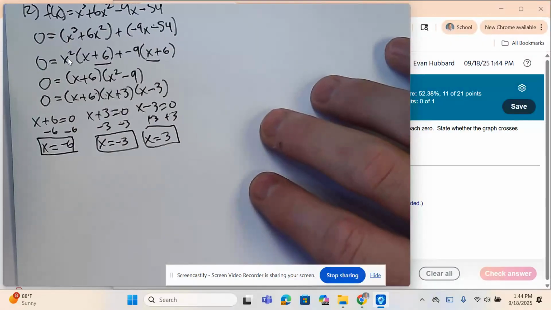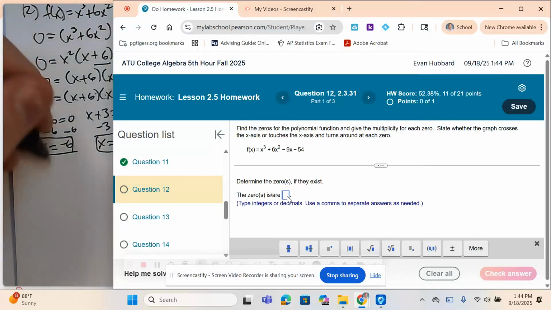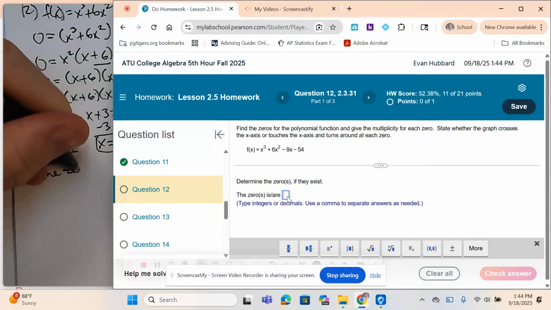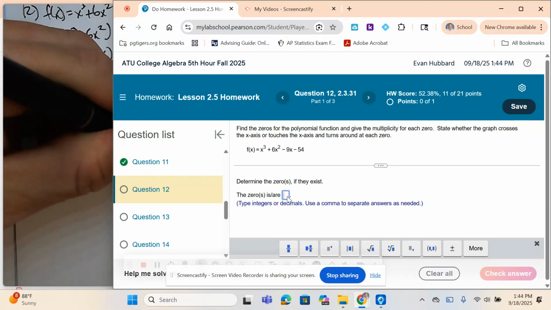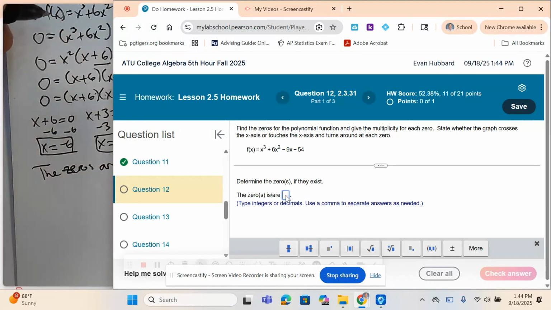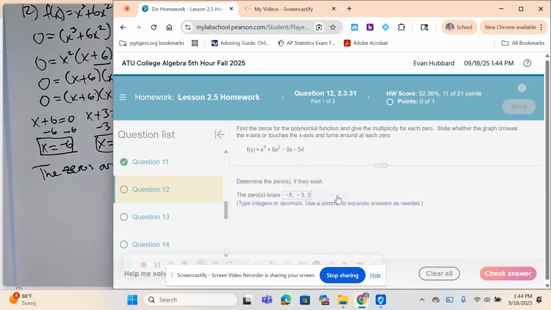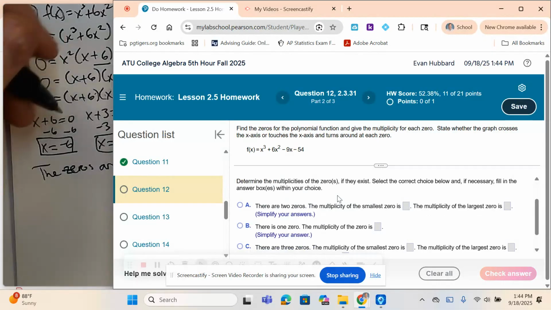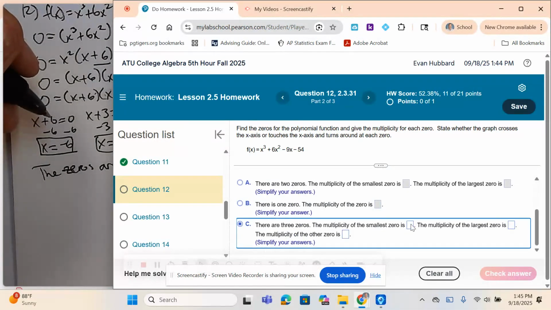Okay, so I have 3 zeros. The zeros are negative 6, negative 3, and 3. Determine the multiplicities. Well, there are 3 zeros, and the multiplicity of each one is 1.